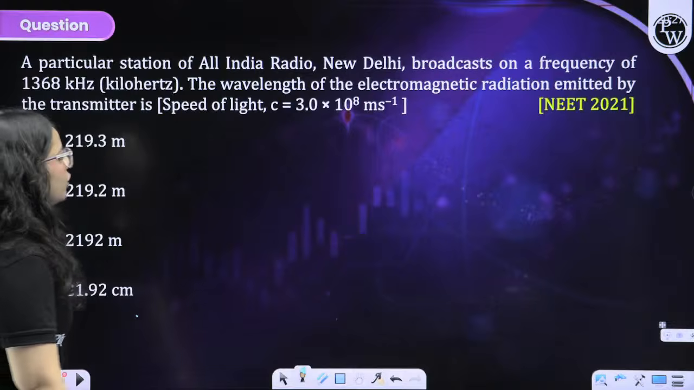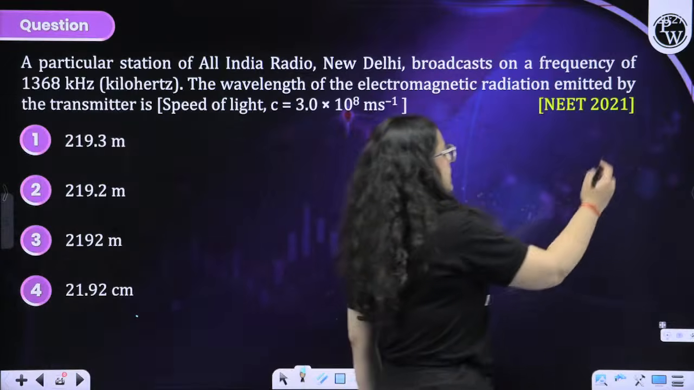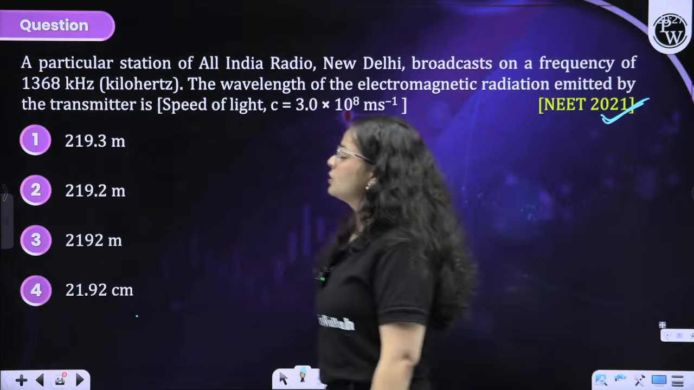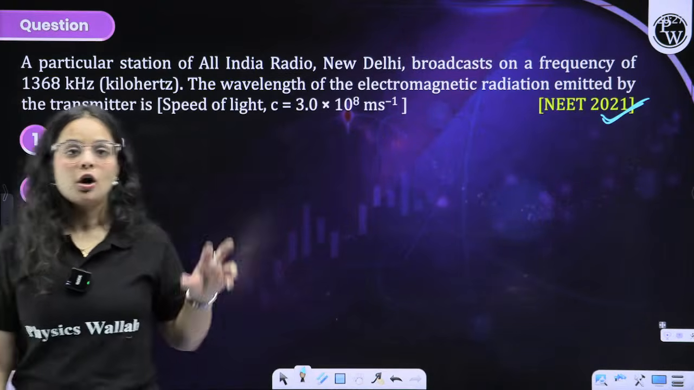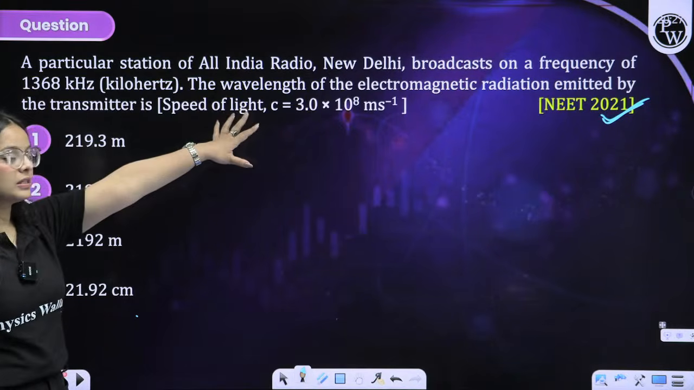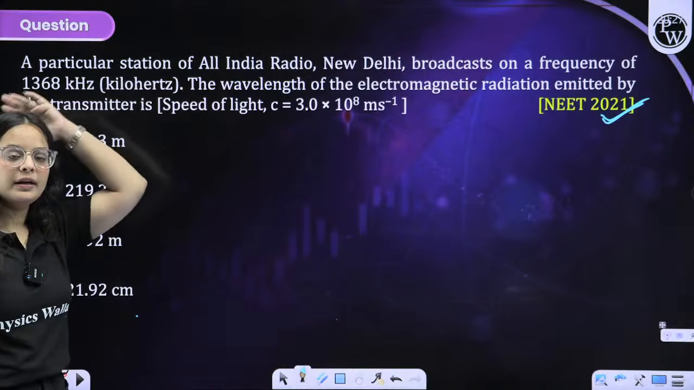Moving on to the NEET 2021 question. Let us discuss this question and see how many of you are capable of solving it. This is basically asked from your NCERT book only. This is the NCERT question that they asked in your NEET examination of 2021.